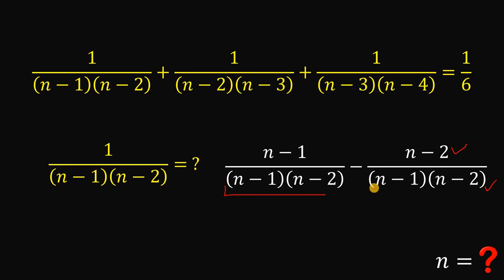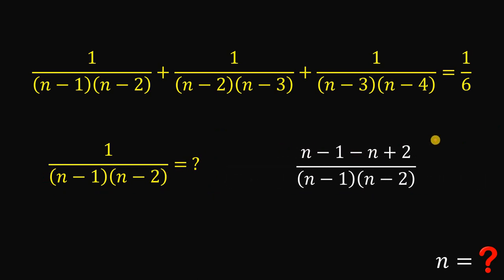Now, they have the same denominator, and this is also the same as our original fraction, 1 over (n minus 1)(n minus 2). So we're going to simplify this. Since they have the same denominator, we can now combine them. We get n minus 1 minus n plus 2. And surprisingly, we can cancel out positive n and negative n, so this is just 0. And negative 1 plus 2 is just 1. And look at this, they are just the same thing.